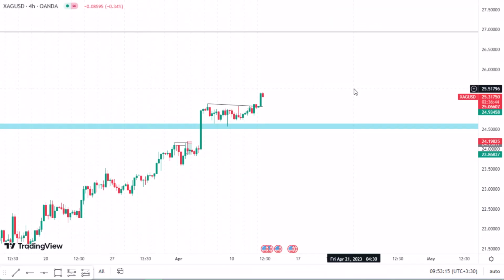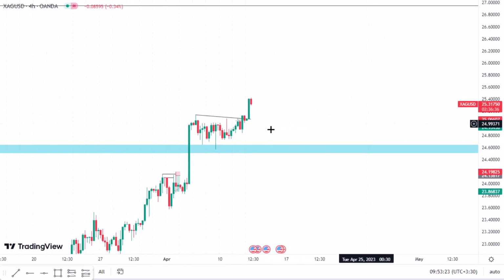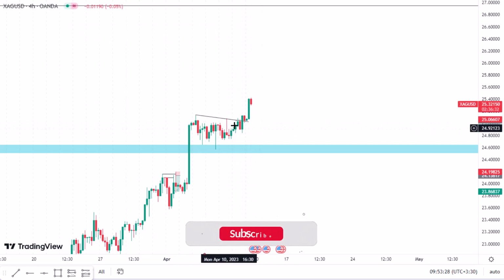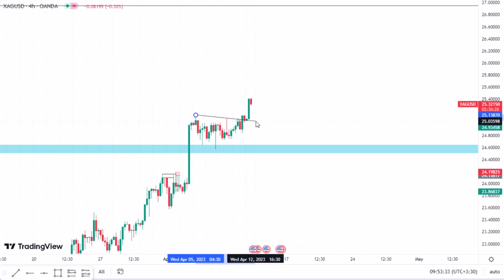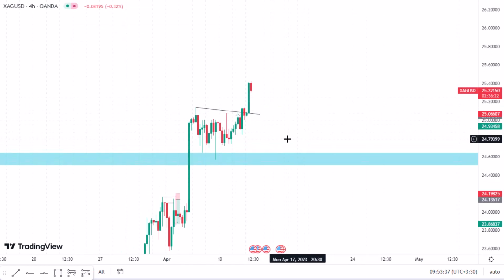Hey traders, welcome back. As I told you in my previous analysis of silver or XAGUSD, we have this trend line here, which was like this, and the price was breaking this trend line to the upside. When you see that shadow, you can extend it until the top of that shadow, and the price broke this level, broke this trend line here.